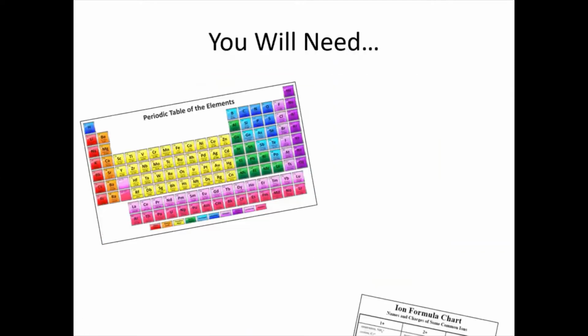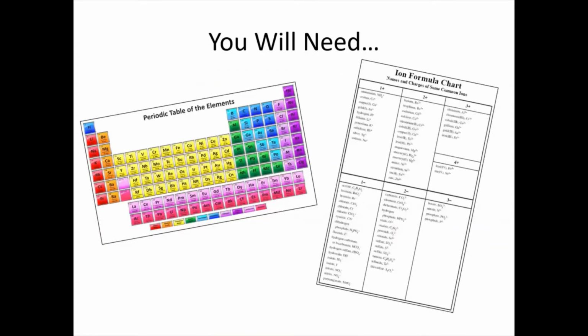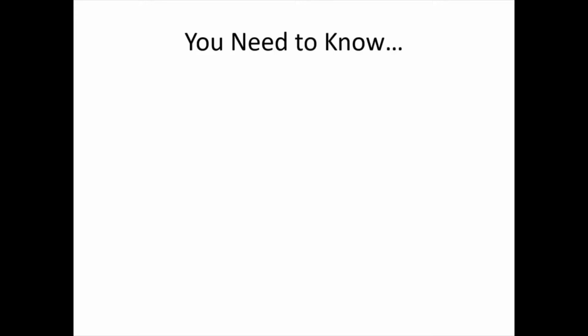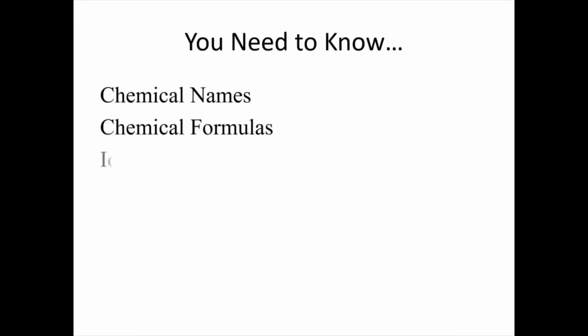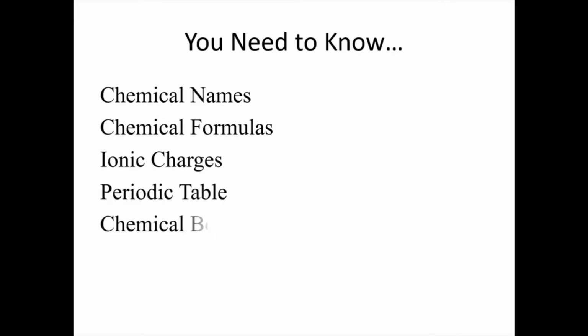For this lesson you will need your periodic table and your ion formula chart. You will also need to know how we name chemical compounds and how we write their chemical formulas. You need to be familiar with ionic charges, how to use the periodic table, and chemical bonding. We have been preparing for this chapter for quite a while. All the things we've been studying this semester lead up to this chapter.